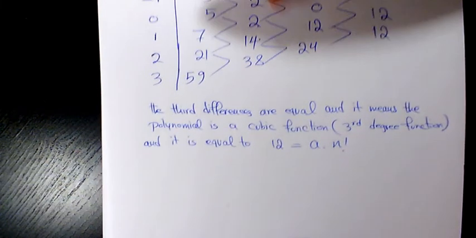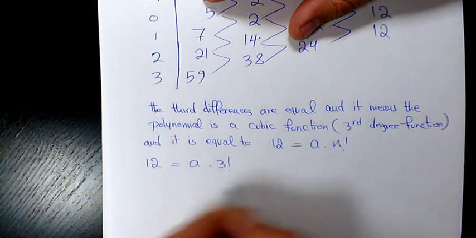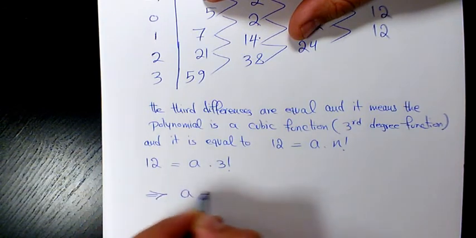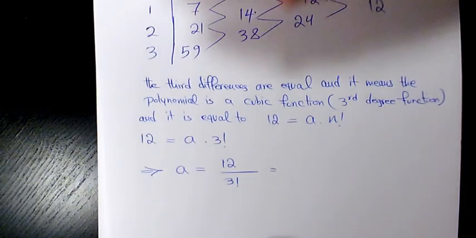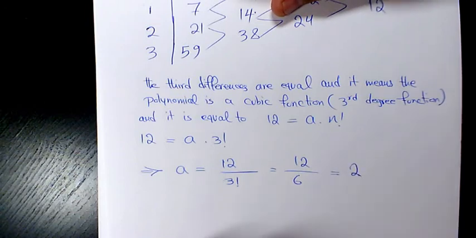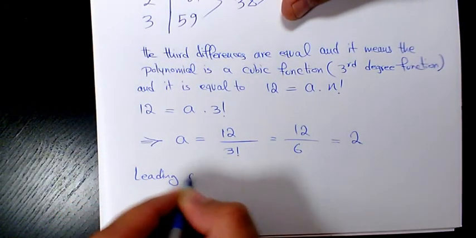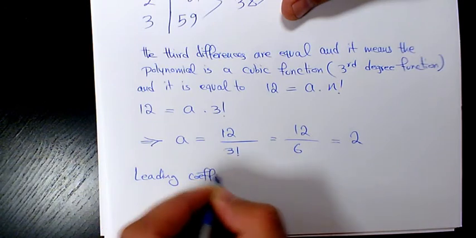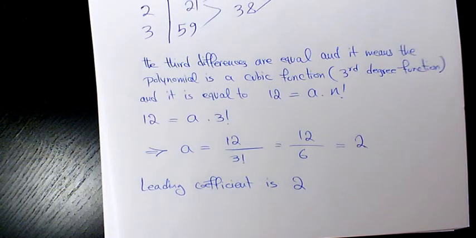Now n is 3, so 12 equals a times 3 factorial, which means that a is 12 divided by 3 factorial. 3 factorial is 3 times 2 times 1, which is 6. So 12 divided by 6 is going to be 2. So the leading coefficient is 2, positive 2.